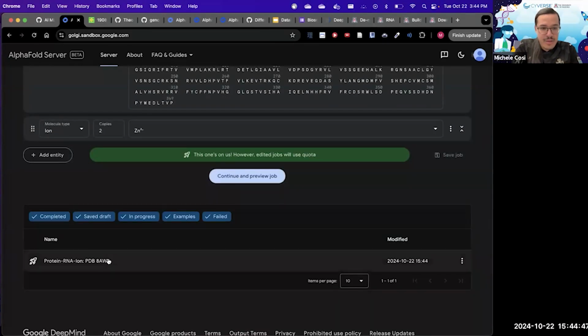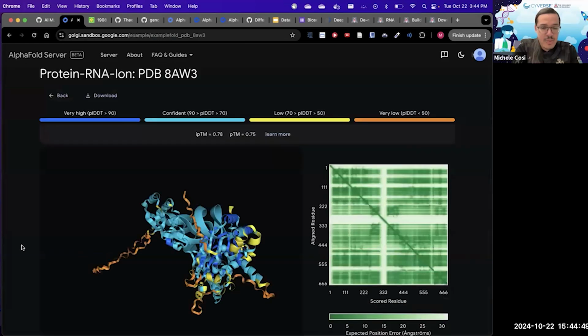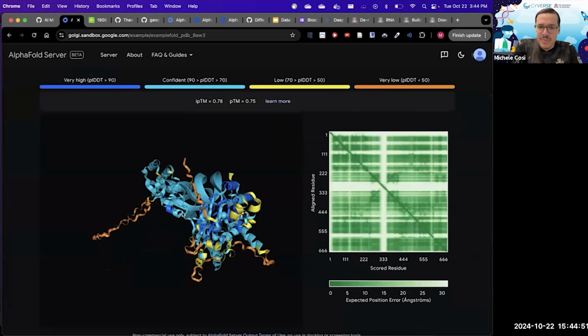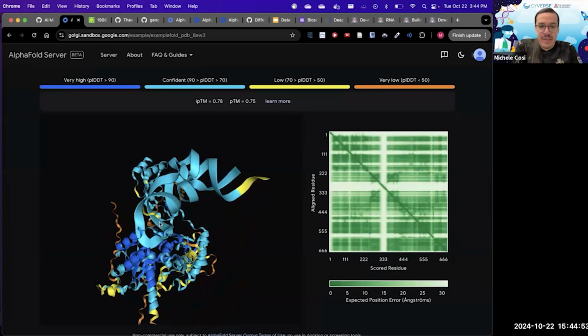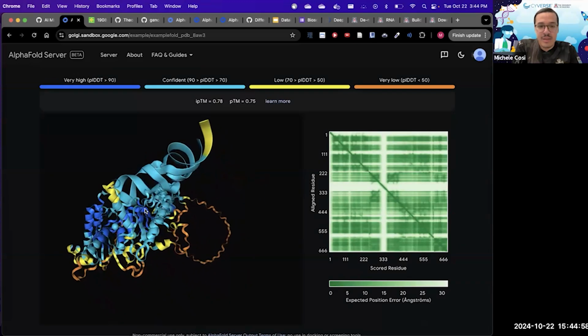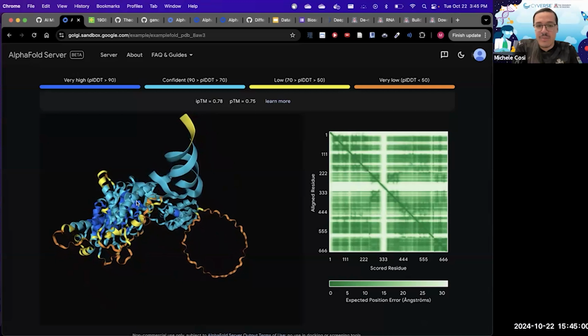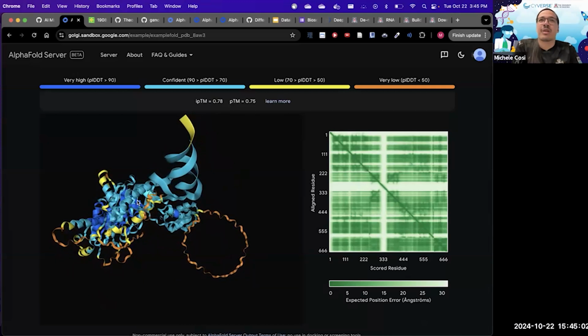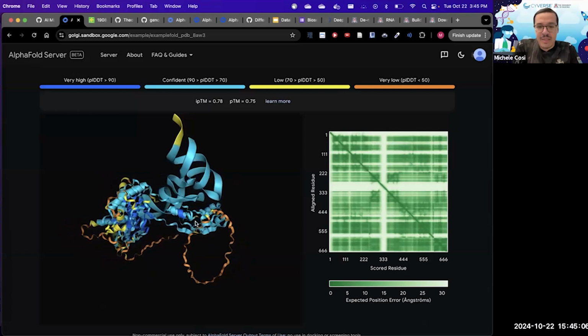And I can click here at the bottom. Once it is done, here is the predicted protein. This was not pre-rendered or anything. This is created in real time, or let's not call it real time. This was created using AlphaFold as I have submitted the job.